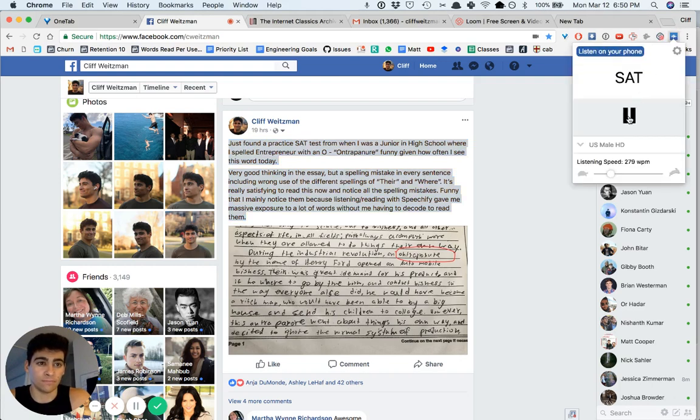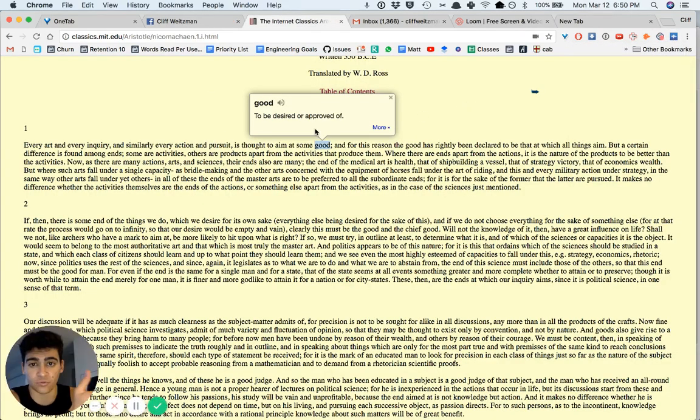Just found a practice SAT test from when I was a junior in high school where I spelled entrepreneur with an O. On track. So most people in the United States, the average reading speed is 200 words per minute. And you're funny given how often I see this word today. But with Speechify, you can easily listen at 300 words per minute. Very good thinking in the essay, but a spelling mistake in every sentence. Or faster. I usually listen at about 500 to 600 words per minute. Including wrong use of the different spellings of there and where. It's really satisfying to read this now and notice all the spelling. Now, you can use Speechify not only for Facebook, but also for actual intense reading.